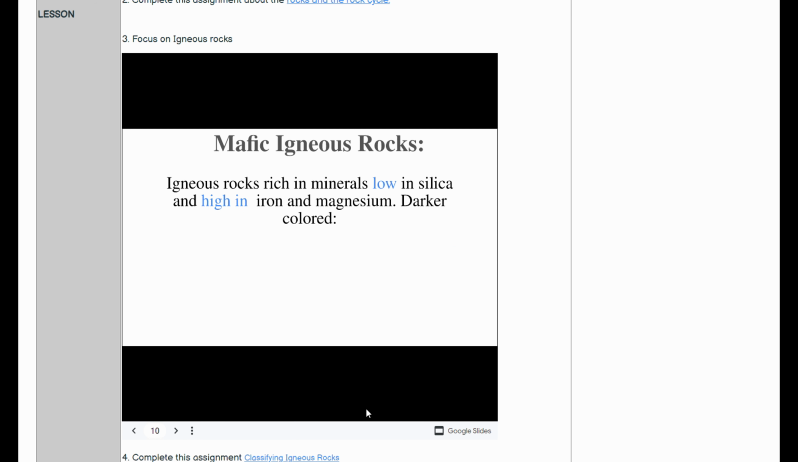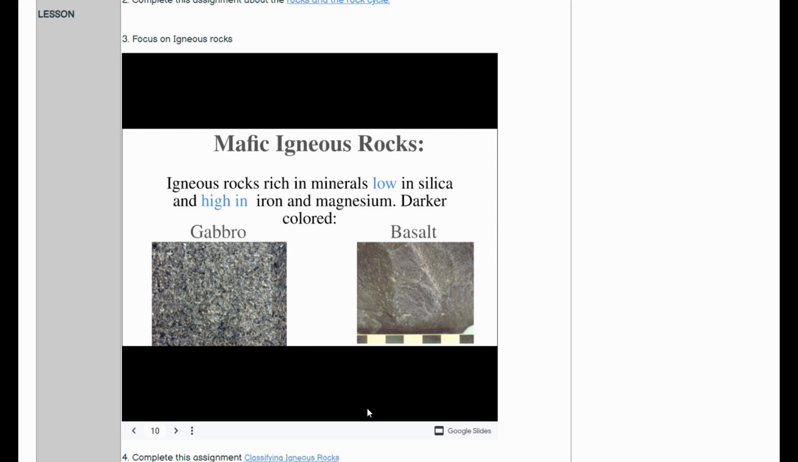Mafic rocks, on the other hand, are going to be high in iron and magnesium and low in silica. They're going to be darker colored. The more iron you get, the darker it's going to get. The more magnesium you get, the darker it's going to get. So these darker rocks like the gabbros and the basalts have very low silica, high iron and magnesium content.